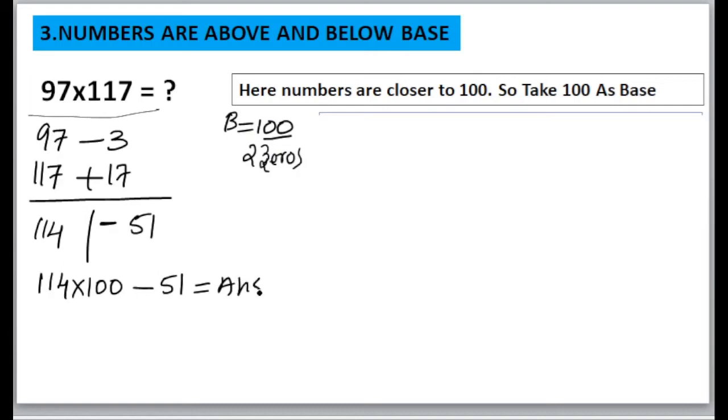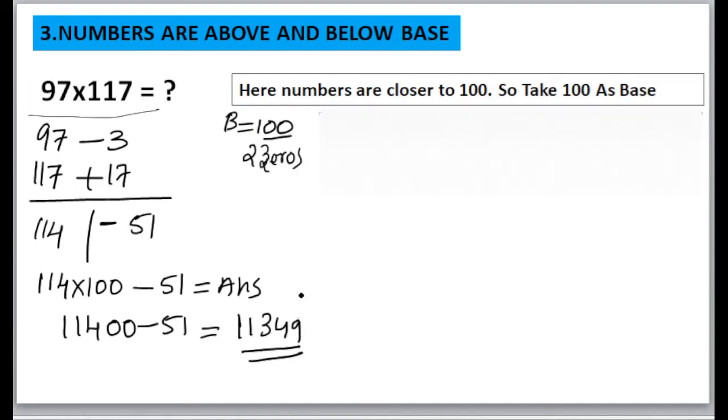This is your answer. That is 11400 minus 51. 400 minus 51 is equal to 349. So 11349 is your answer. Here we have learned a rule, that is, when you have a negative symbol on your RHS, you need to multiply your LHS with the base. Then you have to subtract your RHS from it.